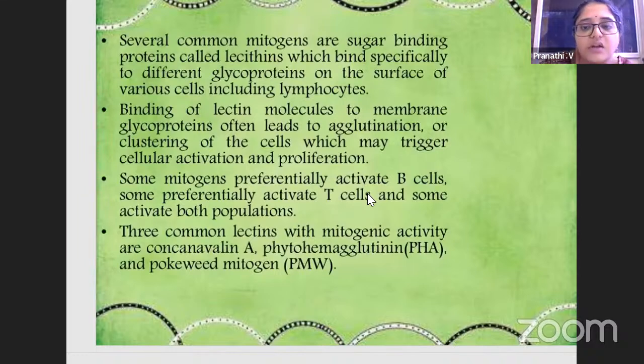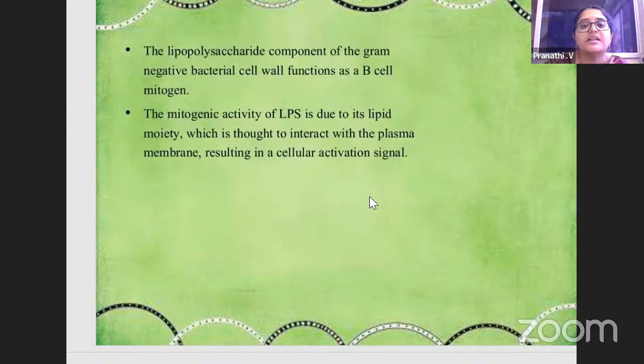So what are they? Now you have lectin molecules that bind to membrane glycoproteins. This leads to agglutination or clumping. And then you have some mitogens that activate your B cells and some that activate the T cells. Three common lectins are present, which are concanavalin A, phytohemagglutinin A, or PHA as it is known, and pokeweed mitogen, which is PWM. So these are proteins basically that are very important for us in the biological system.